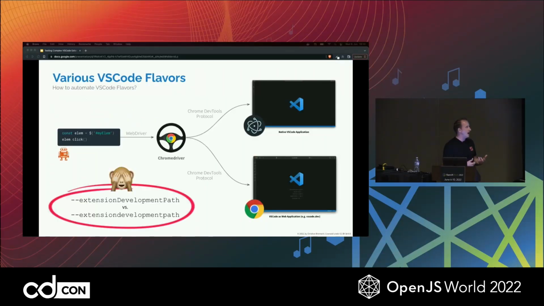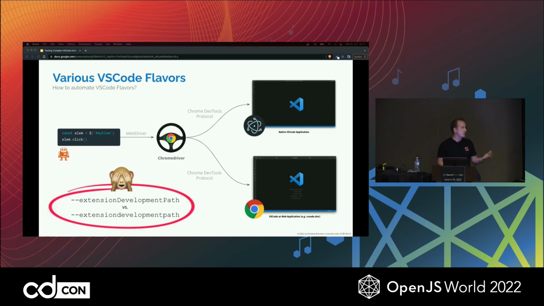So let's look into how those kind of challenges can be solved. First, the idea of VSCode being run in various flavors. Again, here, in order to automate with WebDriver, you have to have a Chrome driver. Chrome driver allows you to send WebDriver commands to it, and the Chrome driver then translates them using the Chrome DevTools protocol to then automate the Chrome browser.